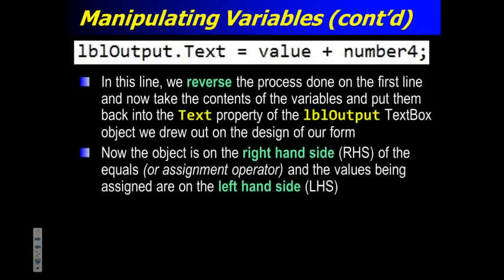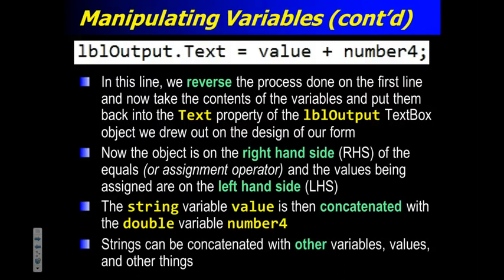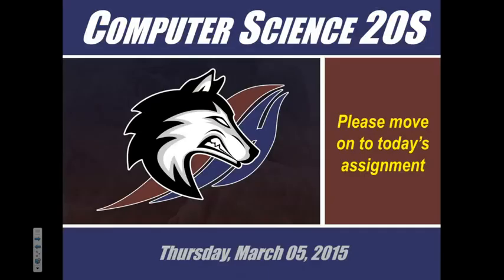And then in the final line, we reverse the process, so now we're taking some value and putting it out into the label. So we're going the other direction this time. Now here, we're taking value, which is a string, and number 4, which is a double, and combining them. Now it doesn't do math with a string. It joins those words with that number, and then it's put into the text of the label. Okay? Whew. So that's the detailed description of that. And that's the basics of variables. All right.